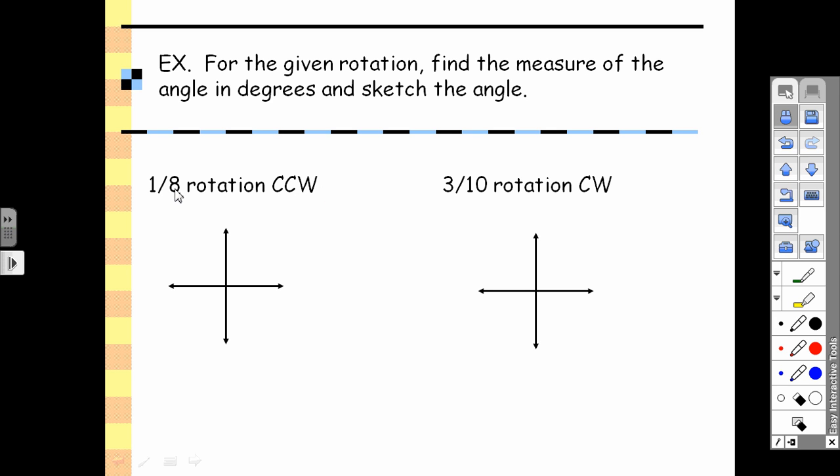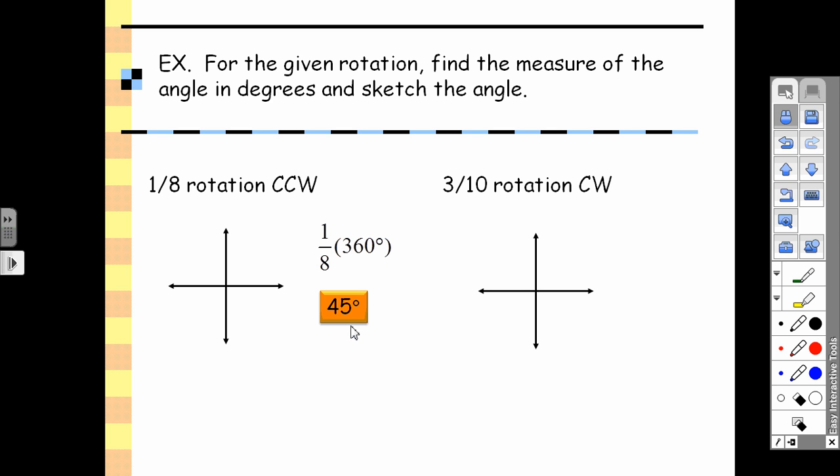Well, first of all, we know we're going to take 1/8 of something. And since we are rotating in the counterclockwise direction, that means we're going positive. So the positive direction would be a positive 360 degrees. So we're going 1/8 of 360 degrees, which is going to give you 45 degrees. So there's the measure of the angle.